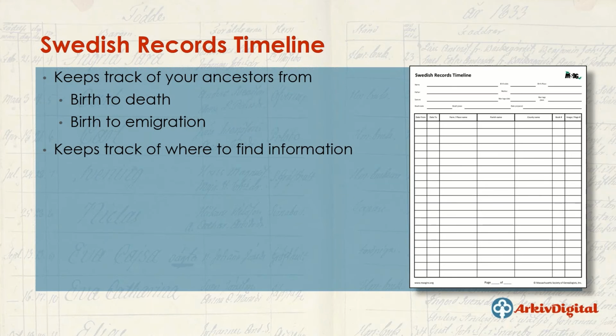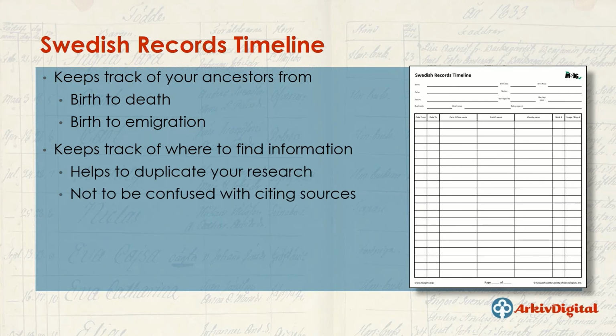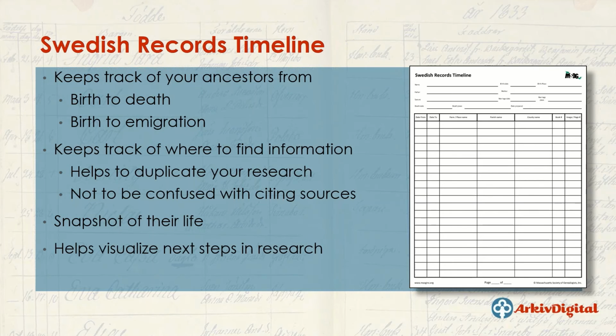It keeps track of where to find the information. It lists things such as the book number and the page number. It's going to help you to duplicate your research, and it's not to be confused with citing your sources. And it will give you a snapshot of their life, and it will help you visualize the next step in your research. So I'm going to show you how to fill this out.